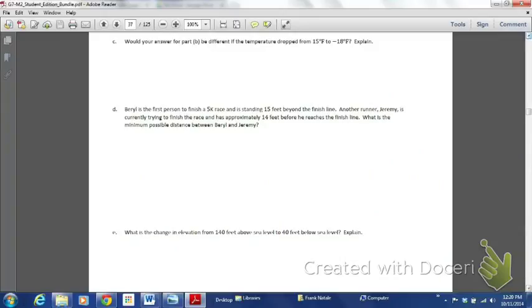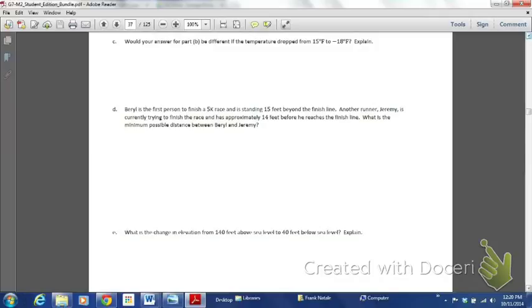Alrighty, so C, it says, would your answer for part B be different if the temperature dropped from 15 degrees Fahrenheit to negative 15 degrees Fahrenheit? So would your answer be different if it dropped, all right? And then you need to explain that. Oh, I guess you've done that already. I'm sorry. I'm not going to stop here. So, yeah, and the question is, would your answer for part B be different if the temperature dropped from 15 degrees Fahrenheit to negative 18 degrees Fahrenheit?